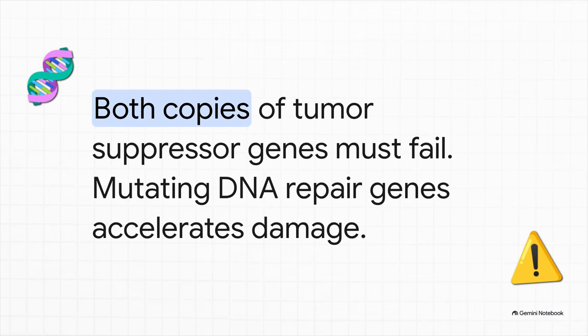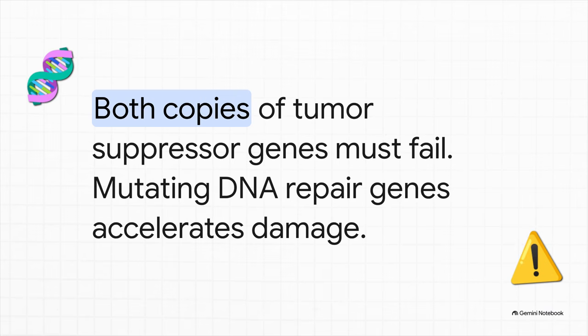Generally speaking, for cancer to really take off, it requires both things, that stuck gas pedal and the broken brakes. Now, for tumor suppressor genes, you'll often hear about the two-hit hypothesis. This basically means you typically need both copies of the brake gene to be knocked out before you completely lose its function.